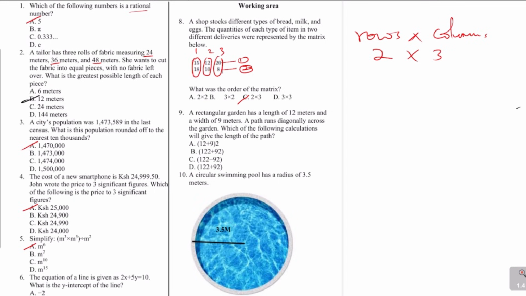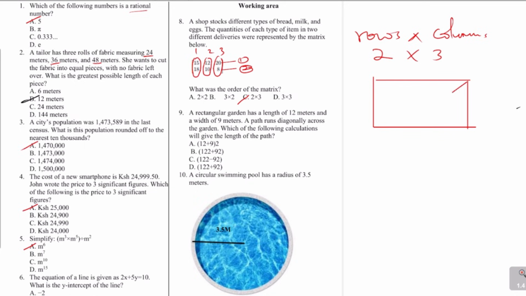A rectangular garden has a length of 12 meters and a width of 9 meters. A path runs diagonally across the garden. Which of the following calculations will give the length of the path? So we can sketch this. We can sketch this rectangular garden like this. You can sketch it like that.